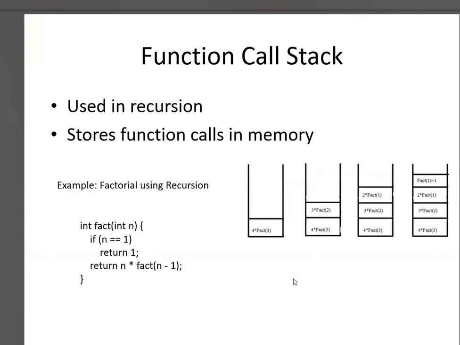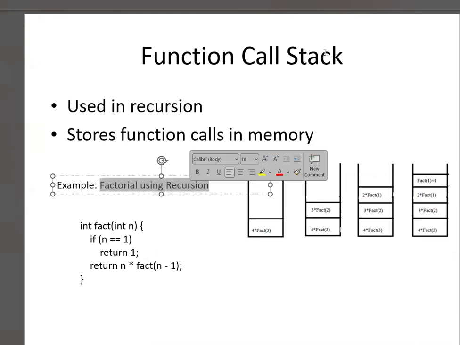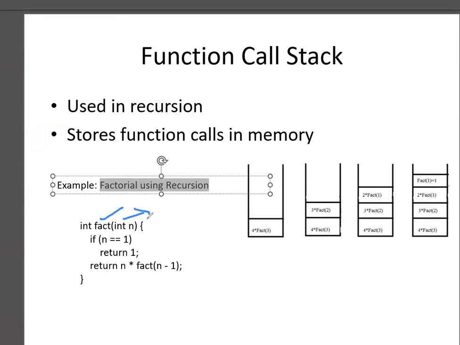So what is function call? When you are calling a recursive function, it will store the calls in a stack. How? Suppose here we have written an example of factorial. Factorial is passing one value. Suppose I want to find 4 factorial. So 4 factorial, you know very well, is 4 multiplied by 3, multiplied by 2 and multiplied by 1. This is how we can find it out.